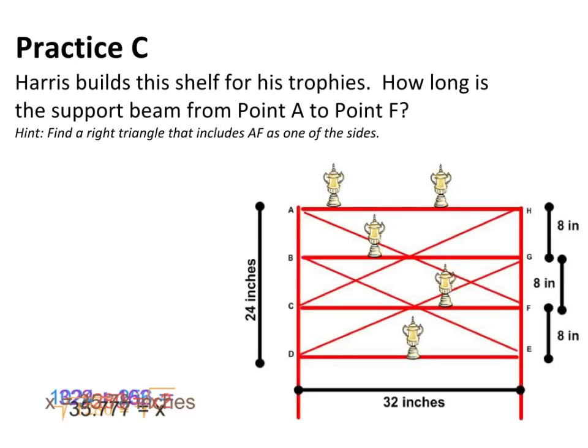This one you're going to practice on your own. It says, Harris builds this shelf for his trophies. How long is the support beam from point A to point F? So you're looking for the support beam from point A to point F. Now, you're going to need to make a triangle, so there's two ways to do it, but I'm going to use this triangle here. This being the right angle, and you're looking for the hypotenuse. Go ahead and pause the video now, try the problem for yourself, press play again to see if you're right.